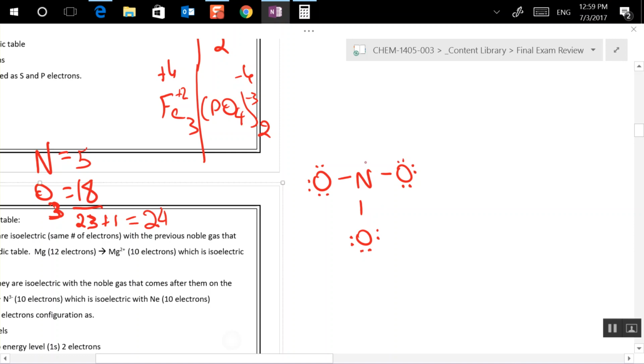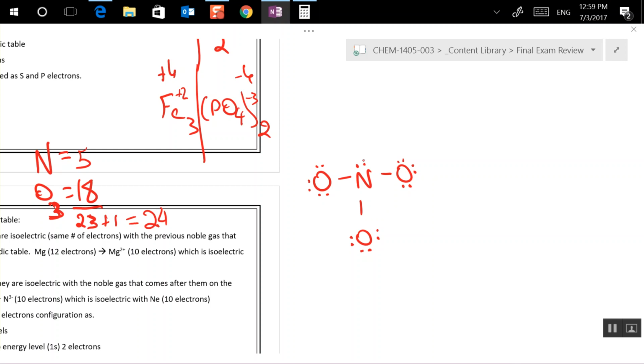And on nitrogen, I have to put it on everything. I have to show everything following the rule of 8. That's my skeletal beginning structure, no double bonds, everything following the rule of 8. I have 24 valence electrons that I need in my structure.